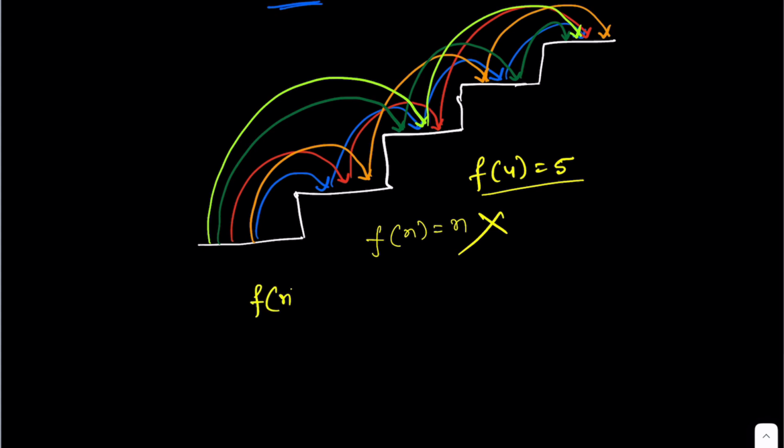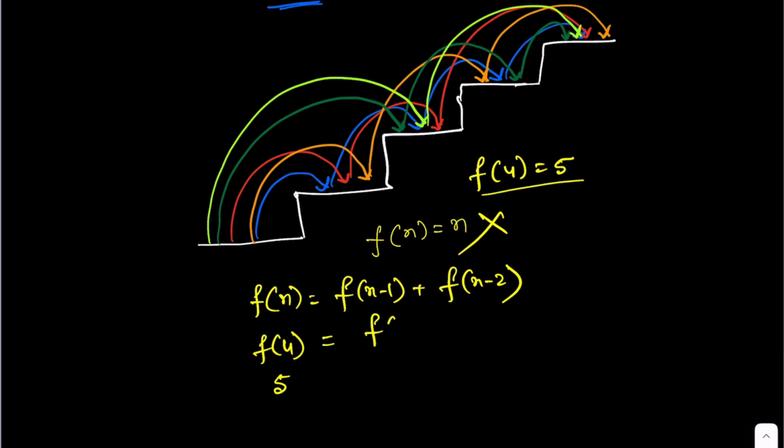Now we had a formula f of n is equal to n, which does not fit for this example, but f of n is equal to f of n minus 1 plus f of n minus 2. If I look at this, f of 4, which is 5, is equal to f of 3, which is 3, plus f of 2, which was 2, and this seems to be correct. So one of our formulas seems to fit our inputs.